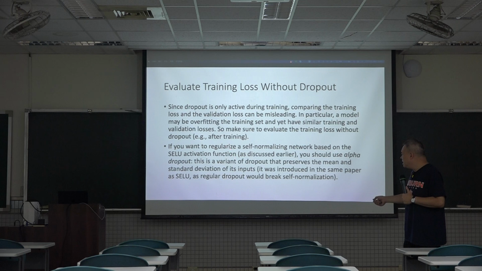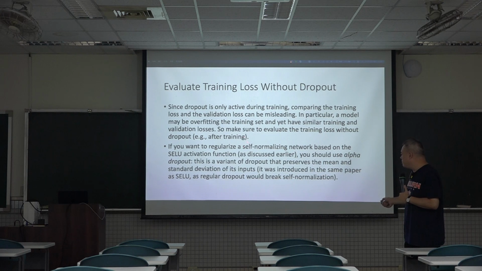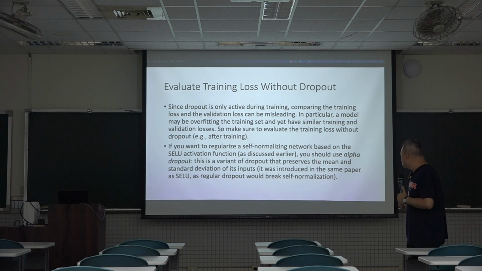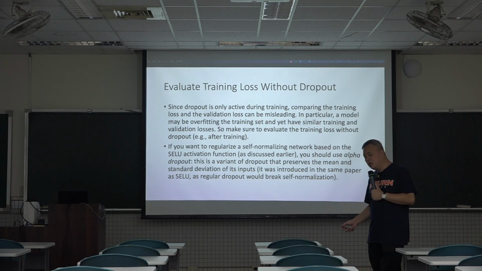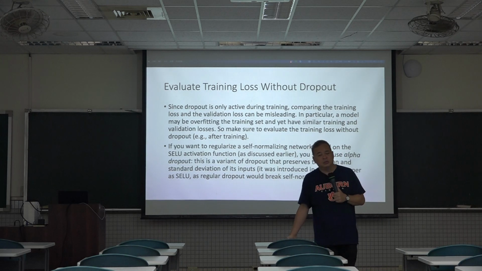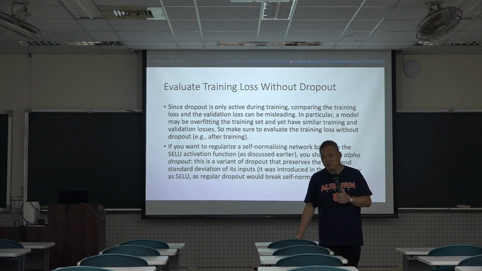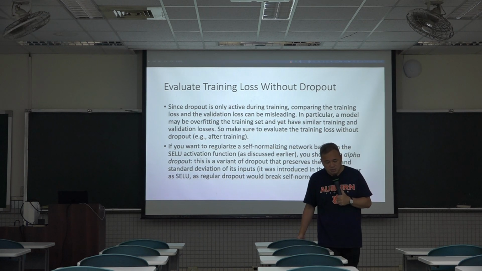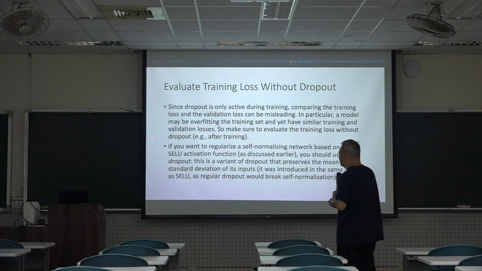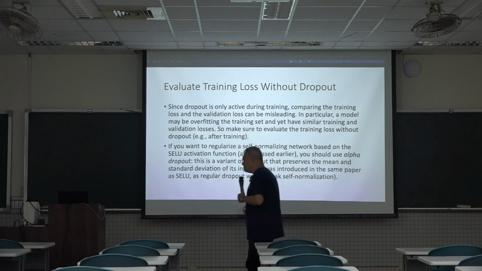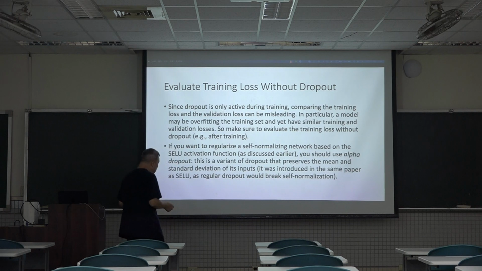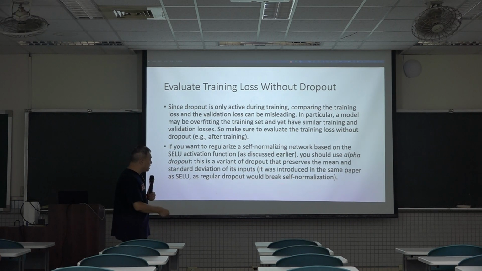There's another variant of dropout that you could use when you use SELU to build a network, which is called alpha dropout. You can apply alpha dropout to maintain the self-normalization property that you have when you use SELU to build a network. So keep in mind, for a SELU-based network, use alpha dropout, not a regular one. Regular dropout would break self-normalization.